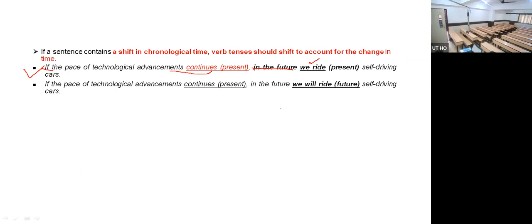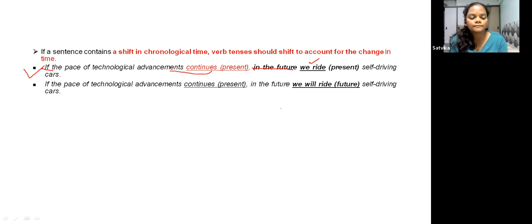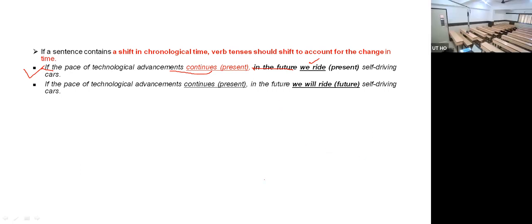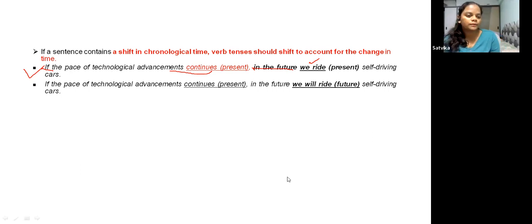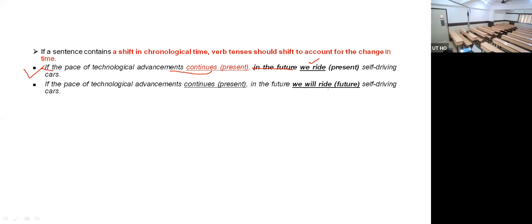Right, so these are cases. Yes, who was saying something? Satvika: I wonder if the pace of technological advancements continues in the future, we will be riding. Yeah, we will be riding could also be an option, and we can keep it as a simple future. We will ride. Yeah, that is also like we are talking about what can happen in the future. So we will ride will also be correct. We will be riding would also be correct. Both would be correct. Yes, okay.